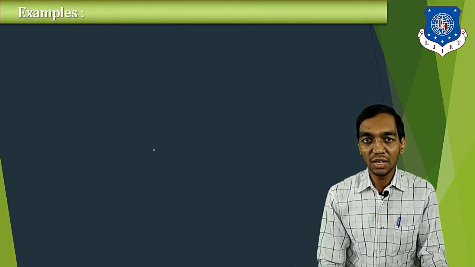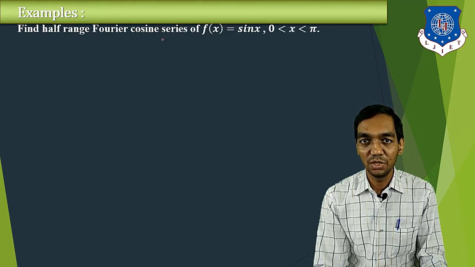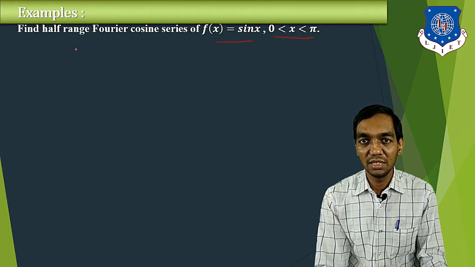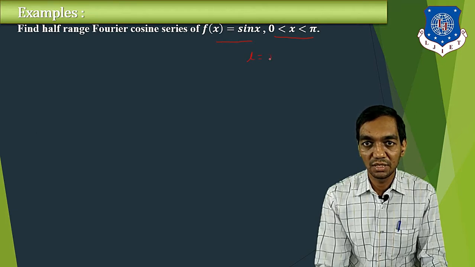Now we are going on to another example. Find the half-range Fourier cosine series for f(x) equal to sine x, and the interval is from 0 to pi. Now see, if you start with an interval 0 to pi, then L is equal to pi, correct? So small l is equal to pi, that is the first thing.